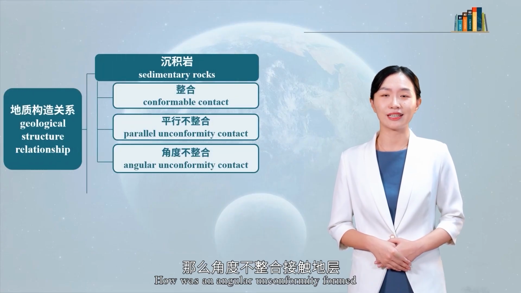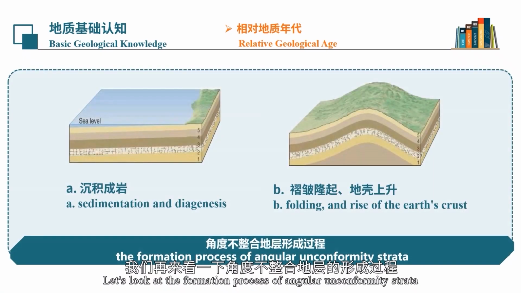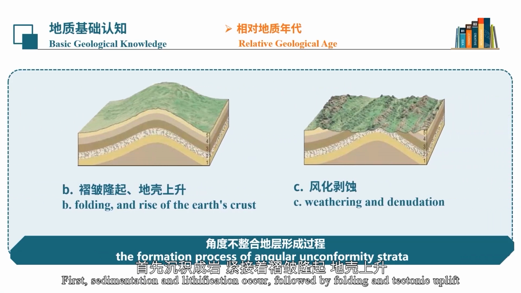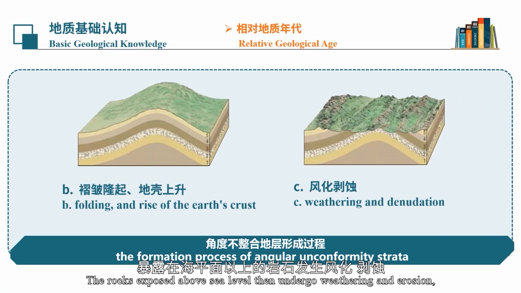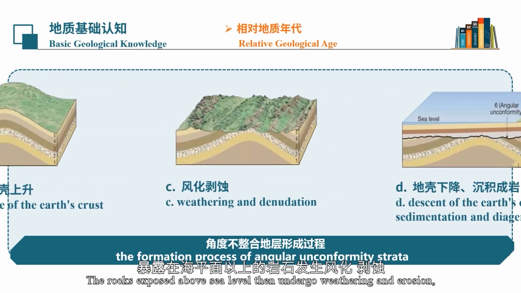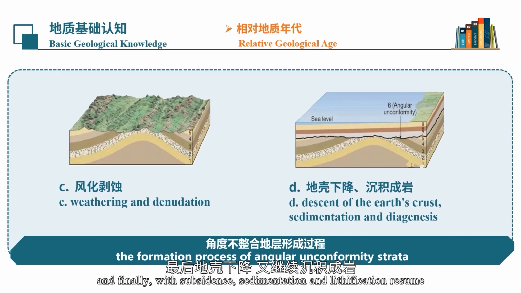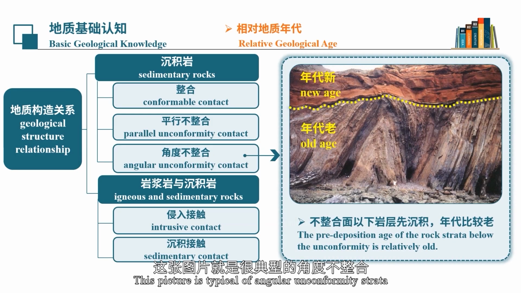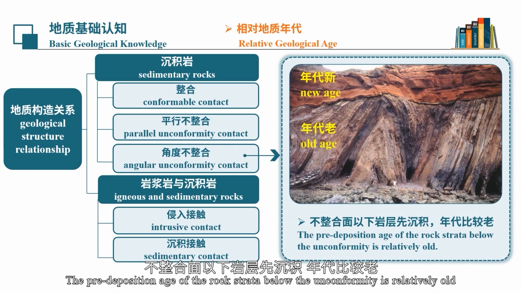How was an angular unconformity formed? Let's look at the formation process of angular unconformity strata. First, sedimentation and lithification occur, followed by folding and tectonic uplift. The rocks exposed above sea level then undergo weathering and erosion. And finally, with subsidence, sedimentation and lithification resume. This picture is typical of angular unconformity strata. The pre-deposition age of the rock strata below the unconformity is relatively old. The post-sedimentary age of rock strata above the unconformity is relatively new.